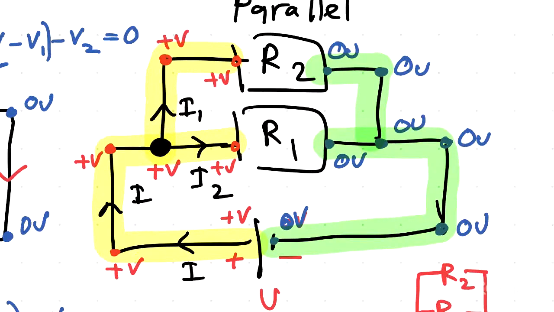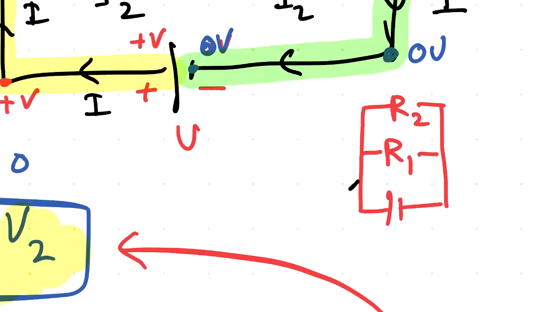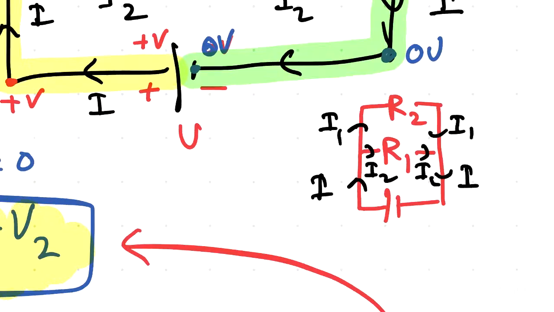And here you will get I1, and here it will be I2. And at this point, those two current values will be joining together. And here you will get the total current I, right? So in this diagram, you can draw this to be I2, and this is I1, I1, I2, and this is I, right?